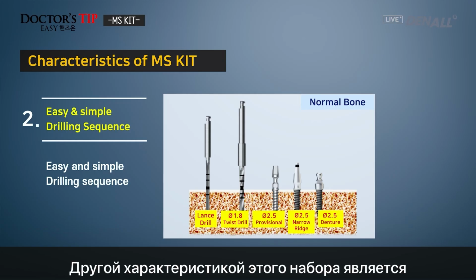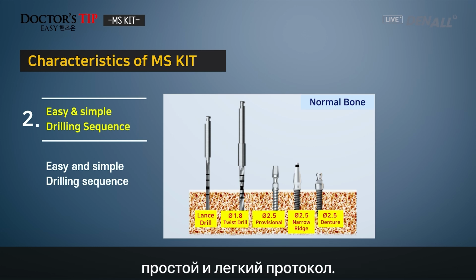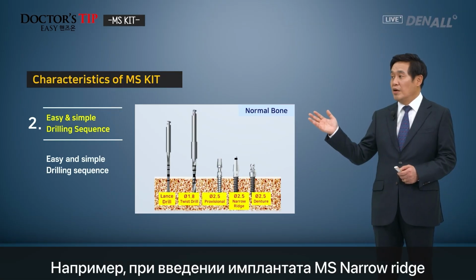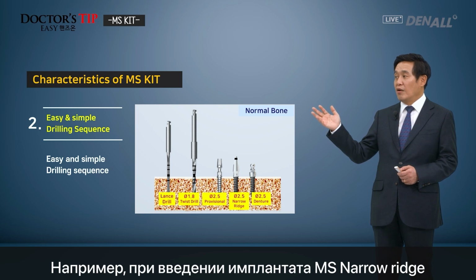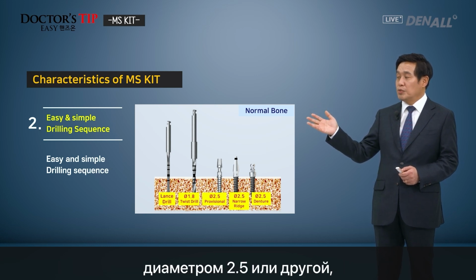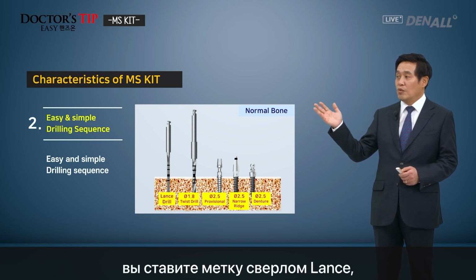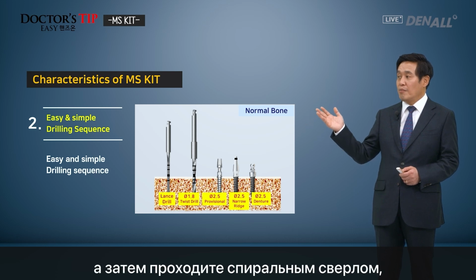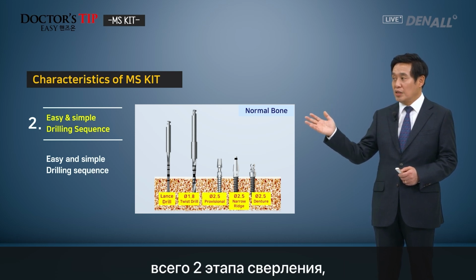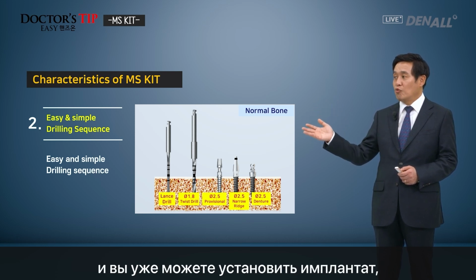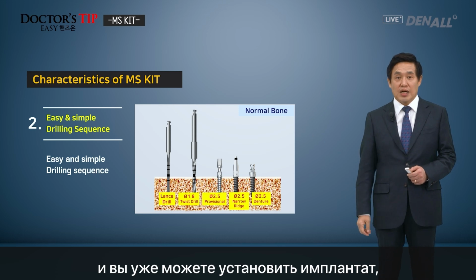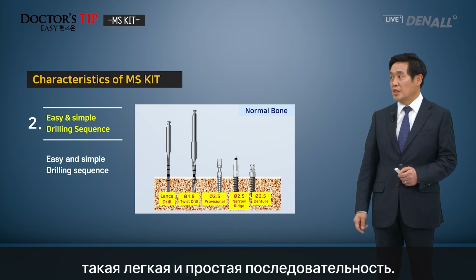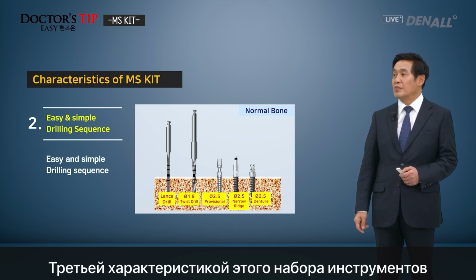Another characteristic of this kit is that it allows for an easy and simple drilling sequence. For example, for a 2.5 narrow ridge or other, if you put in the MS fixture, you mark with the lens drill and then drill with the twist drill, and with two drills you can put in the fixture, so it has an easy and simple sequence.